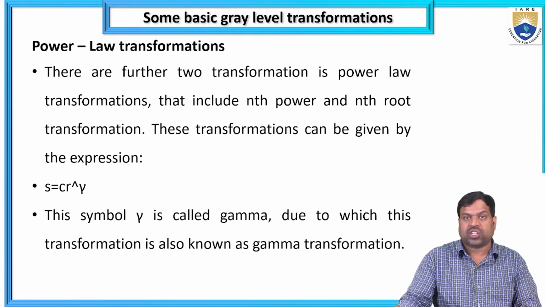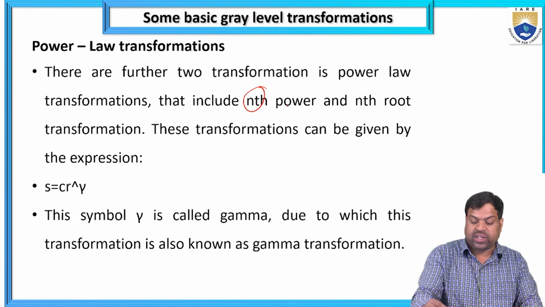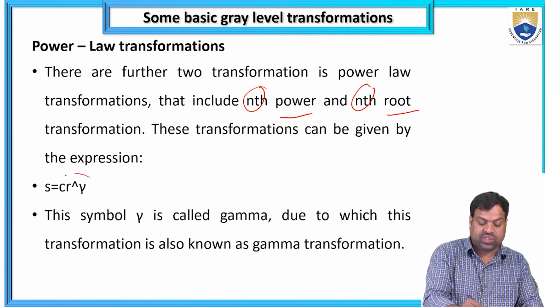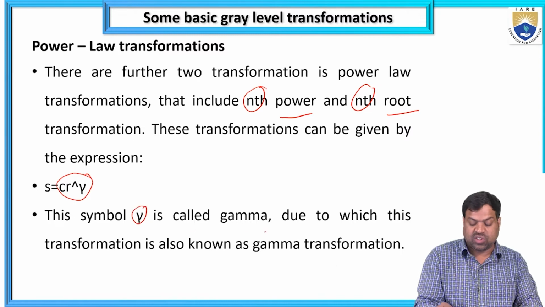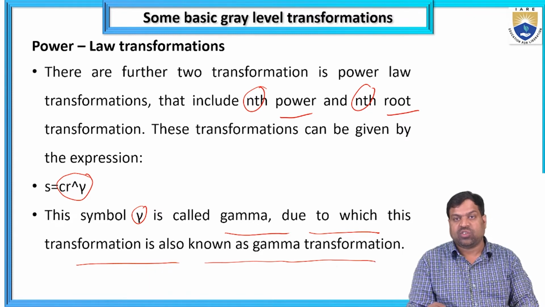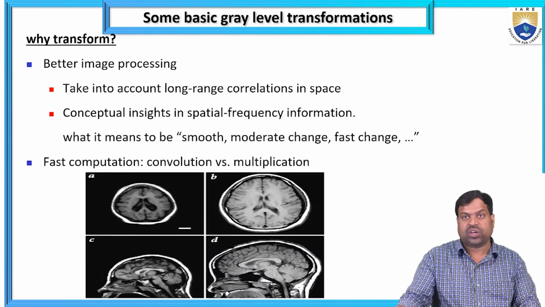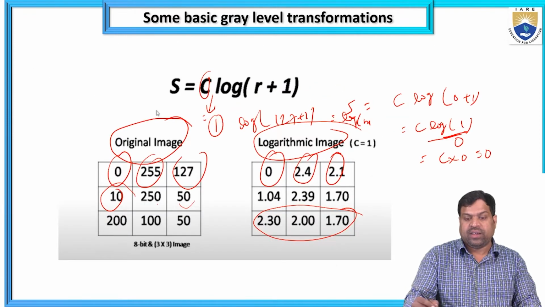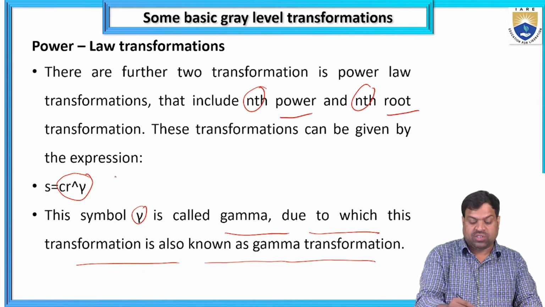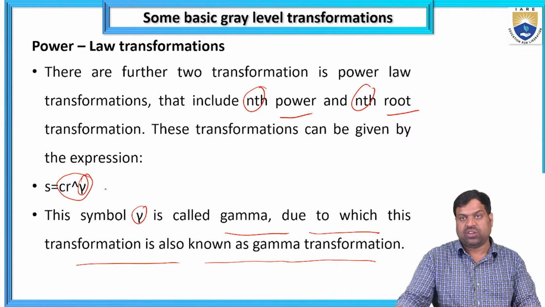So the next one is the power law transformation. There are two further transformations. First one, the power law transformation, which includes the nth power and the nth root transformation. These transformations can be given by the expression S equal to C R to the power gamma. This symbol is gamma, due to which this transformation is also known as a gamma transformation. So how are we applying S equal to C into R to the power gamma? Previously we discussed S equal to C log of R plus 1. Here, C R with gamma, C is a constant value.